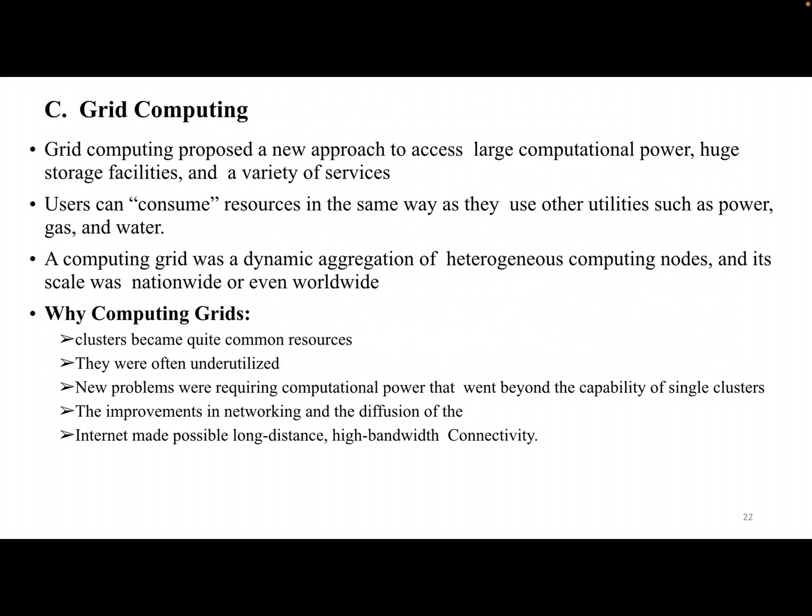Now, when it comes to grid computing, it proposed a new approach to access large computational power, huge storage facilities, and a variety of services. Users can consume resources in the same way as they use other utilities such as power, gas, and water. A computing grid was a dynamic aggregation of heterogeneous computing nodes, and its scale was nationwide or even worldwide.